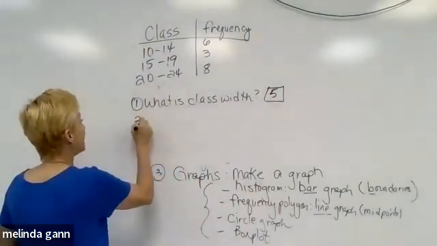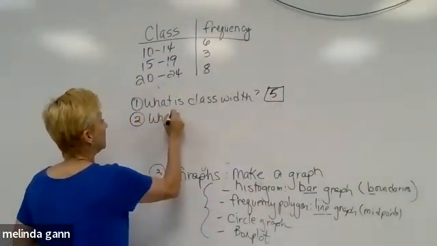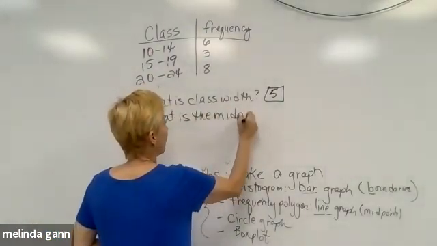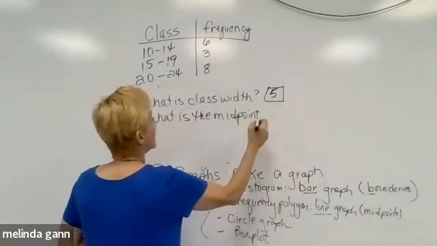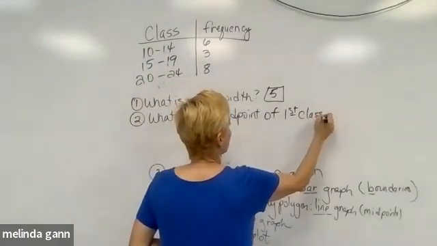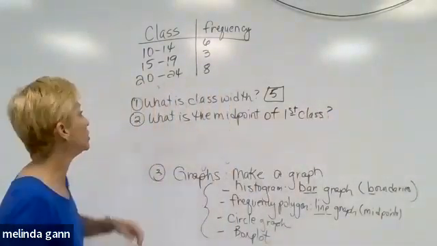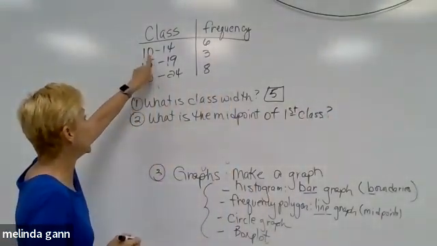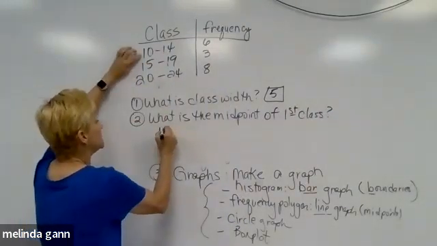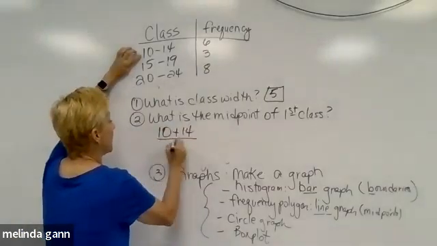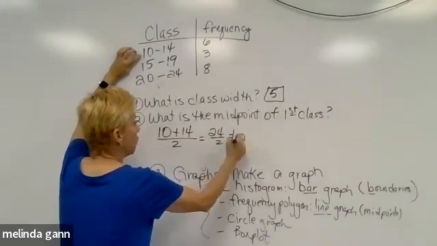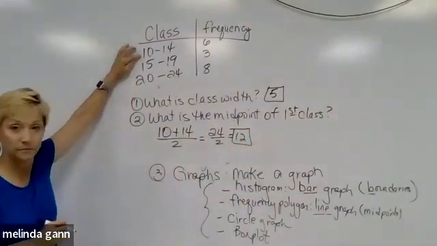All right. I might ask you, what is the midpoint of a certain class? So if I said, what's the midpoint of the first class? Well, you would take this 10 and add it to this 14 and divide it by 2. So 10 plus 14 divided by 2 would be 24 divided by 2 would be 12. So that answer is 12.